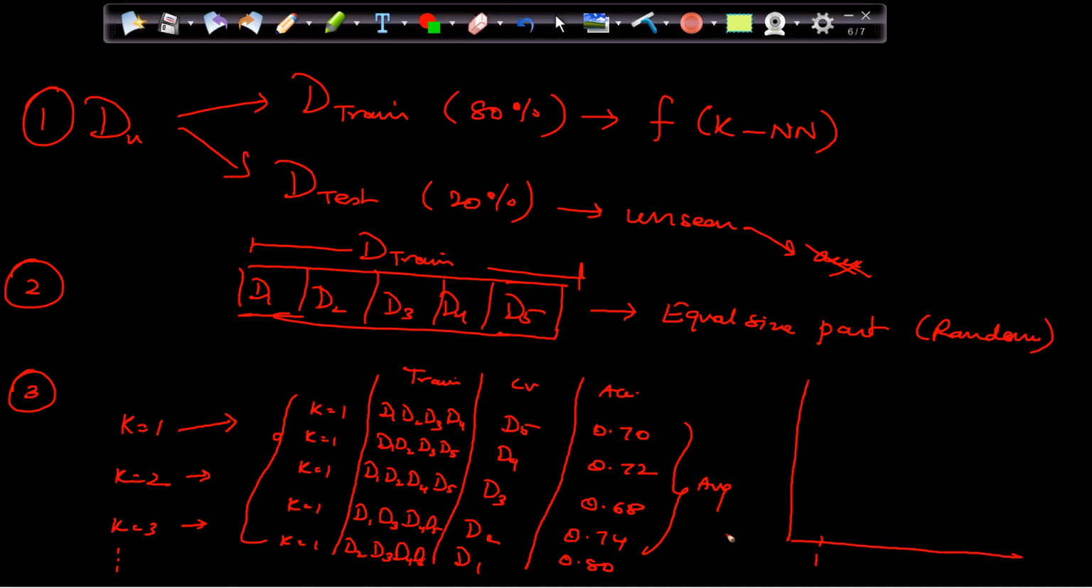When k is equal to 1, what is the average accuracy? When k is equal to 2, then what is the average accuracy? When k is equal to 3, then what is the average accuracy? And so on. Let's assume that the average is 0.74. I'm not doing any calculation here, but let's assume that 74 is the accuracy.